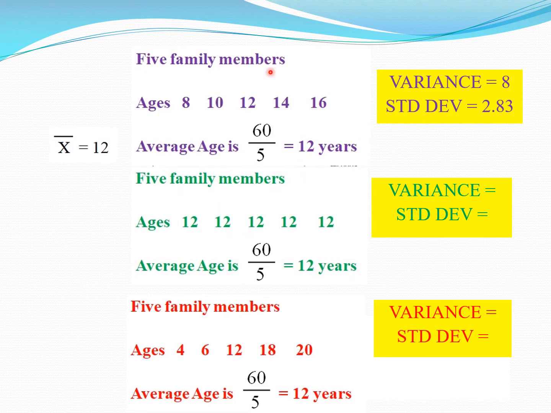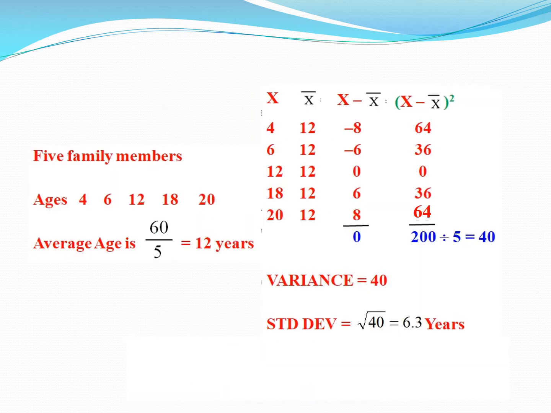Data. So there's the first set of data. The variance is 8, standard deviation 2.83. So again, looking at the next set of data, again the ages, and take the differences.